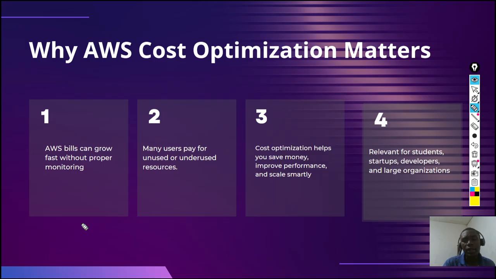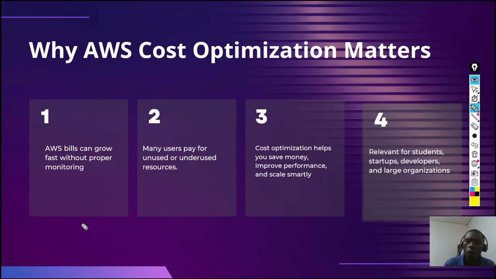So you have to be very tactical for you to be able to appropriately manage or optimize your bills in the cloud. The other reason why cost optimization is important is because cost optimization helps you save money, improve performance, and scale smartly, right? When you optimize the resources that you are using in the cloud, you only pay for what you are using, and not only for what you are using, but you pay for what is driving business value to you. If a resource is not driving business value to you, you bring down that resource, and then you continue with other resources that are bringing value to you.